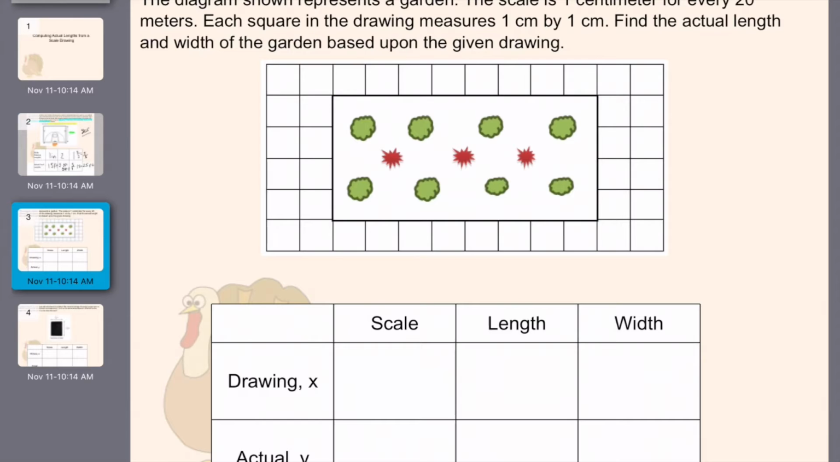The diagram shown represents a garden. The scale is 1 centimeter for every 20 meters. Each square in the drawing measures 1 centimeter by 1 centimeter. Find the actual length and width of the garden based on the given drawing.